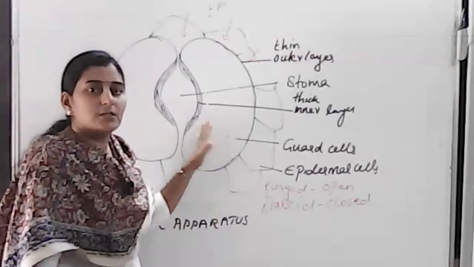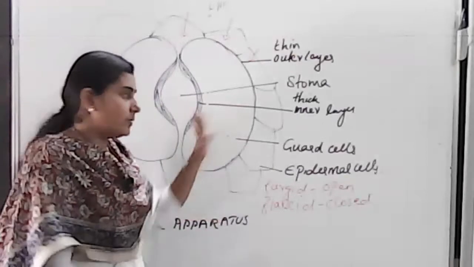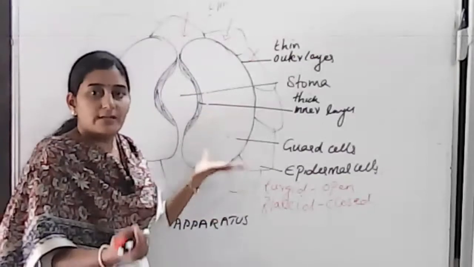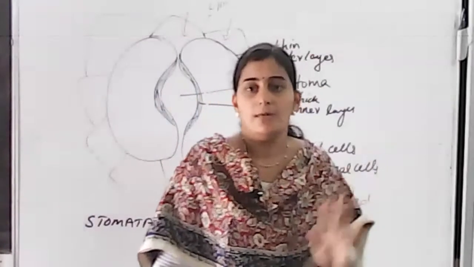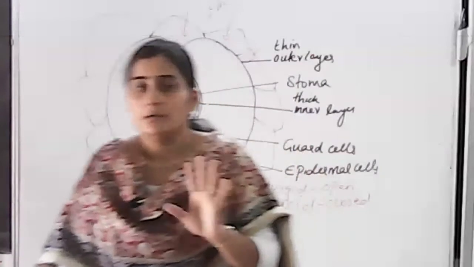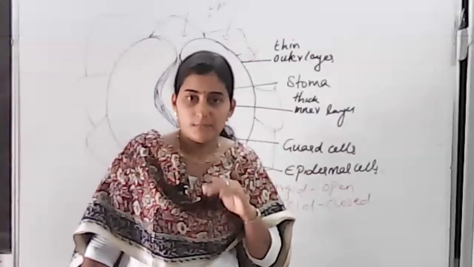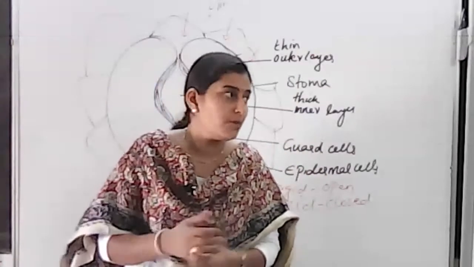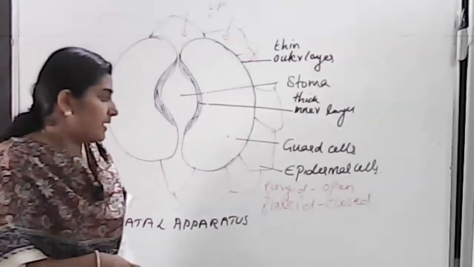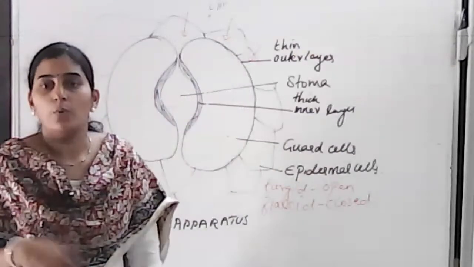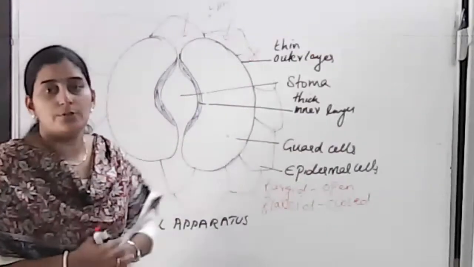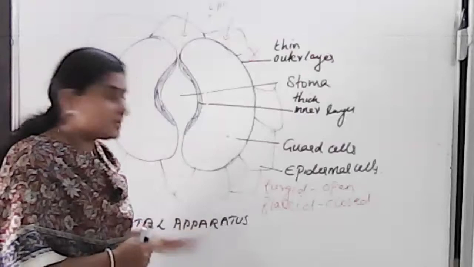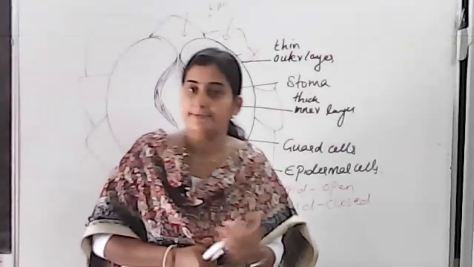So that's all about the mechanism of opening and closing of stomata. When guard cells become turgid, stoma will open and the water will be given out, and when guard cells become flaccid, stoma will be closed and transpiration will be stopped. That's all about the mechanism and the pathway of how water is transported. You should know the diagram too, about the stomatal apparatus. I think it's clear for you.